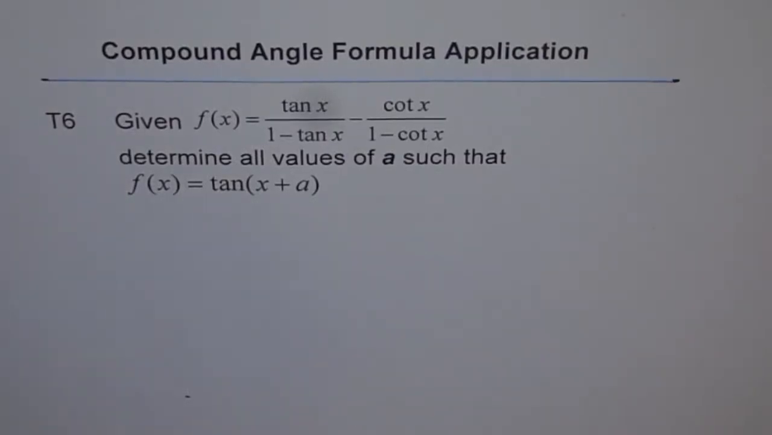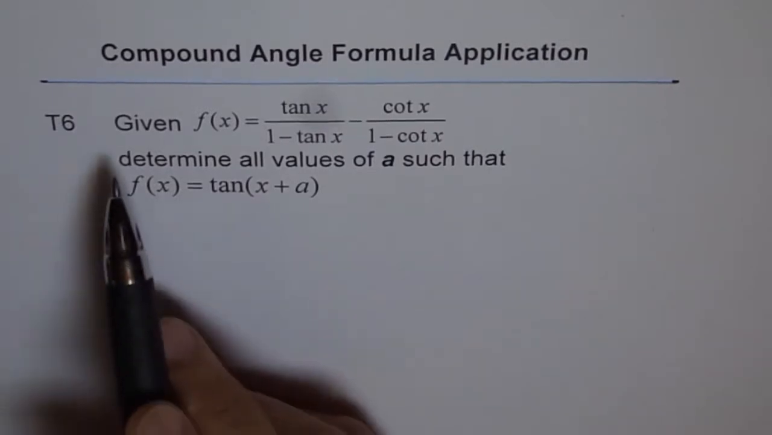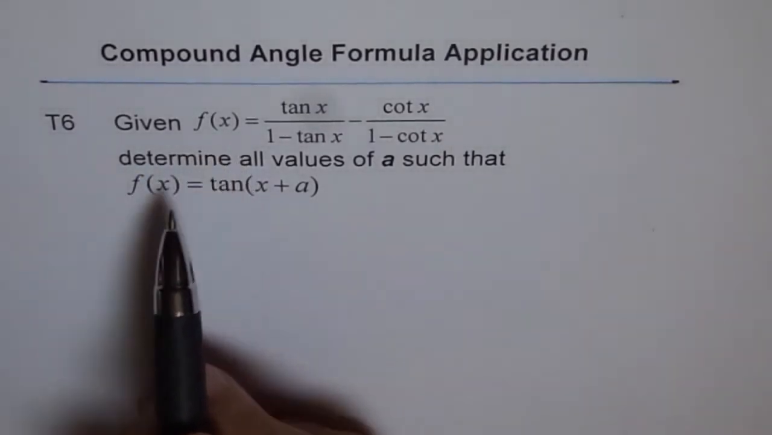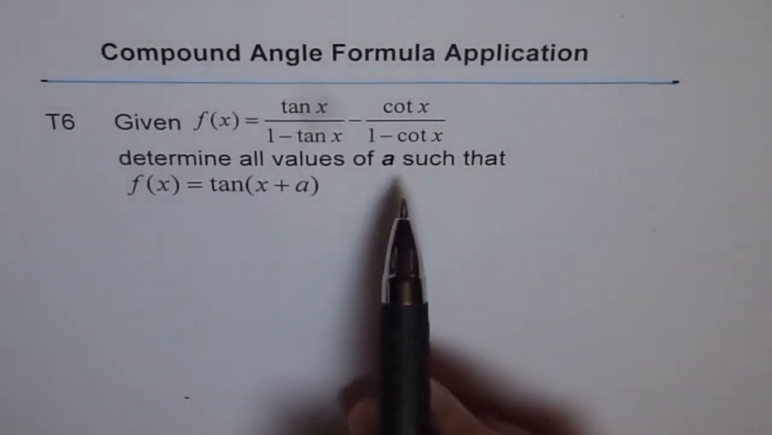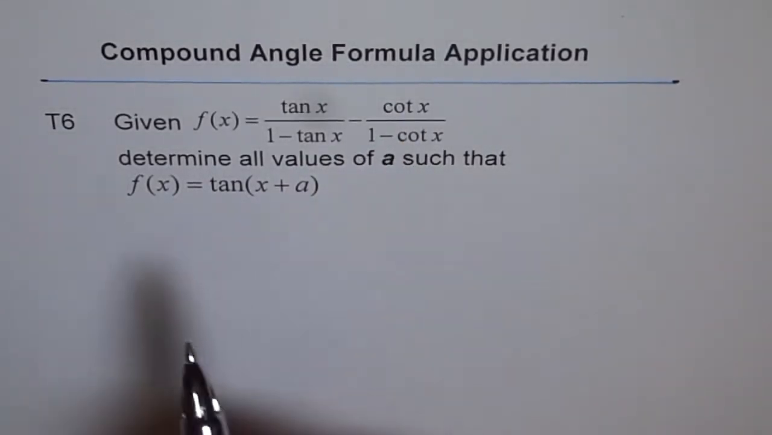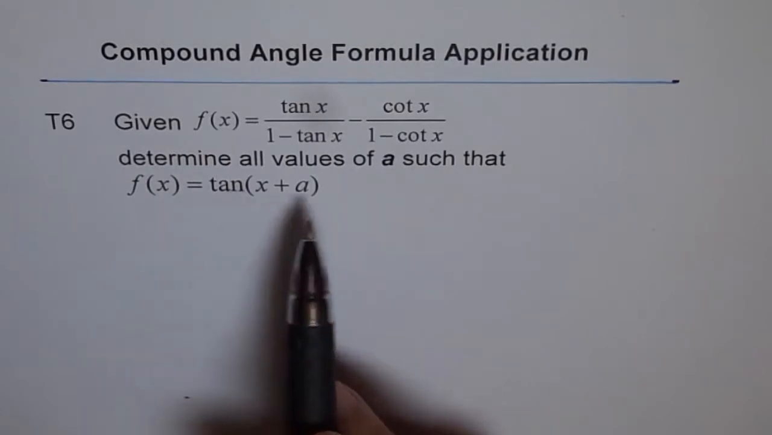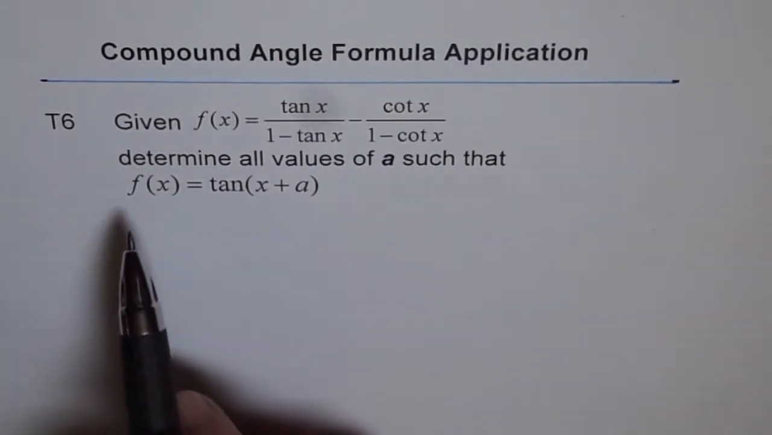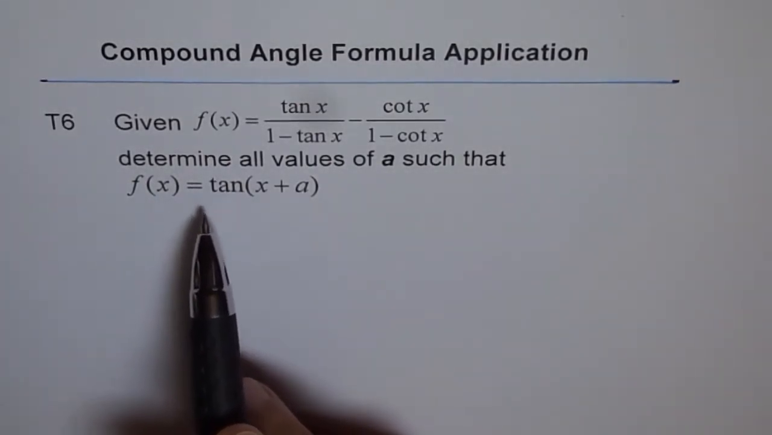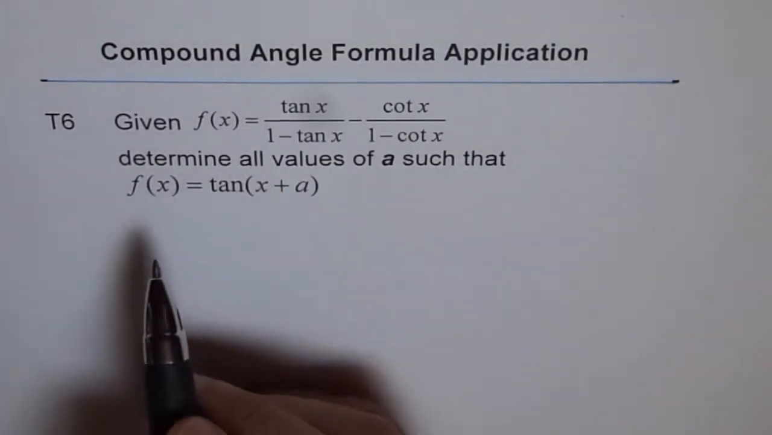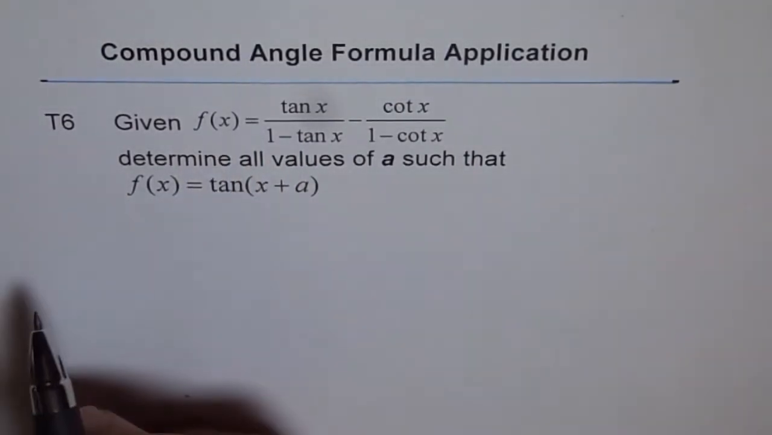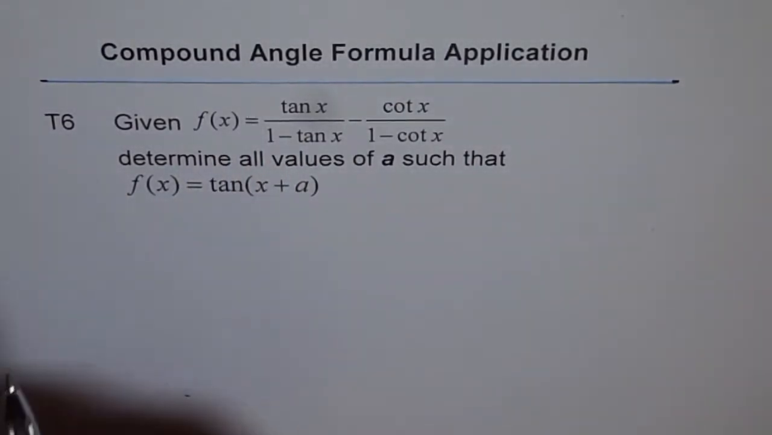Compound angle formula application T6 is a thinking problem. Given f of x equals tan x divided by 1 minus tan x, minus cot x over 1 minus cot x. Determine all values of a such that f of x is equal to tan of x plus a. Okay, so let's try to simplify the expression on the right side of f of x and then see what it results.